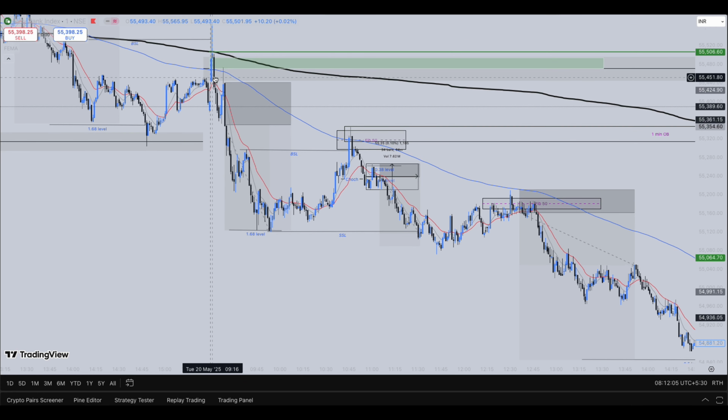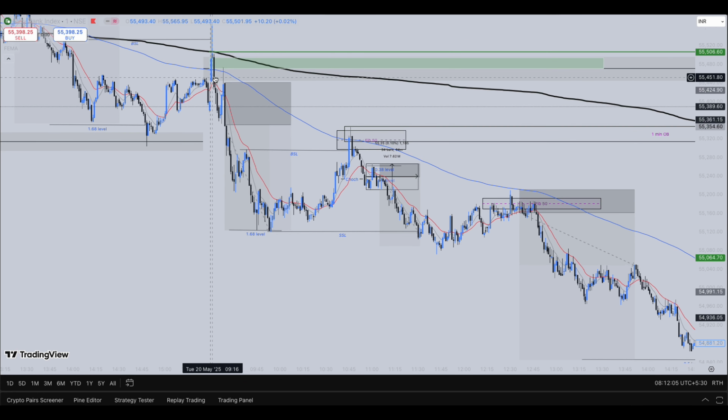And you can see there is a fair value gap over here, and a fair value gap over here. So you could have targeted it all the way towards the upside, the 1 minute order block levels over here. So what you could have done is to target all the way towards these levels, guys. This is how you could have taken the trade over here.